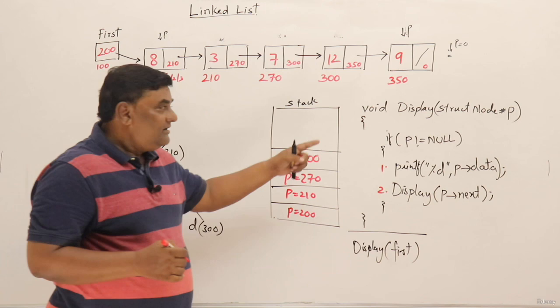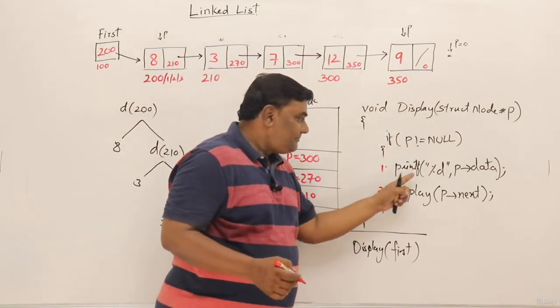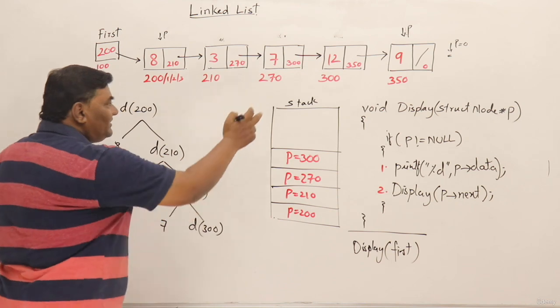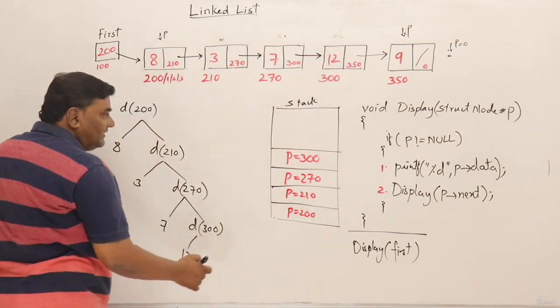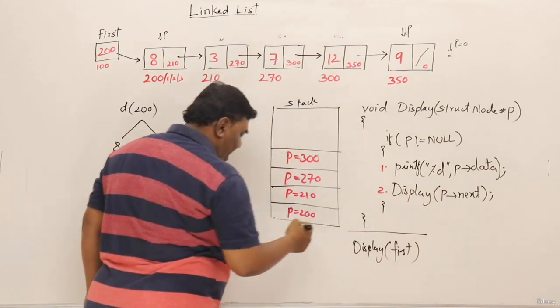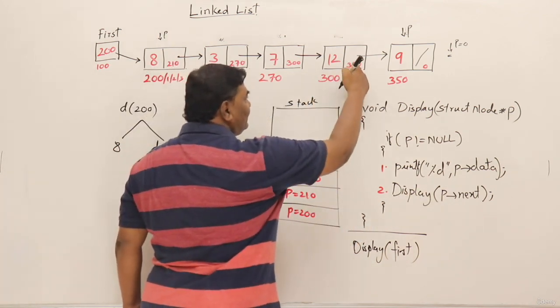Now in this call, P is 300. 300 is not null. Then print. What is the value inside this one? 12. The next call, to next node, call to next node D. So what is the address here? 350.